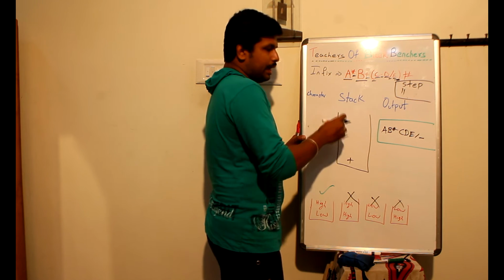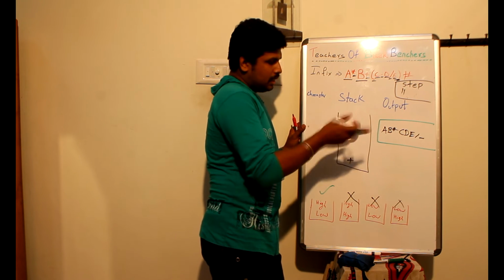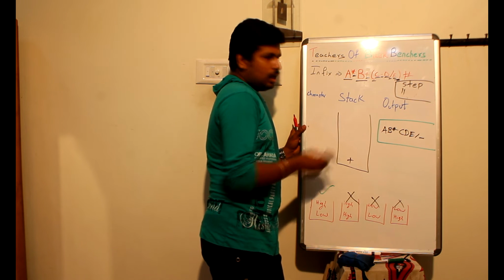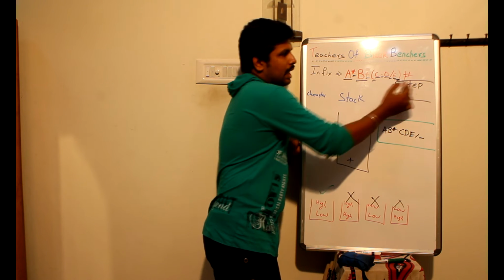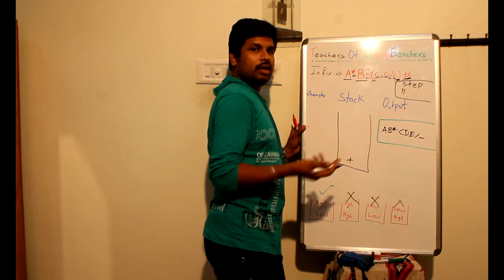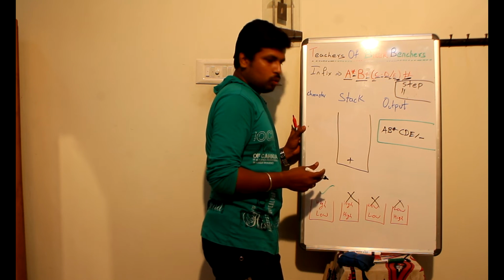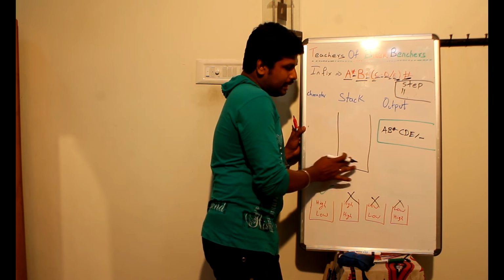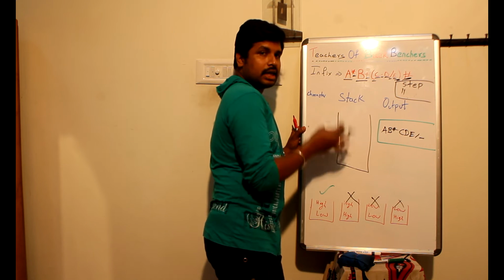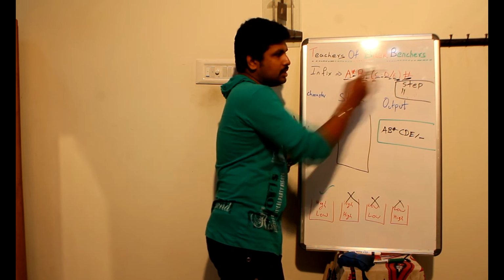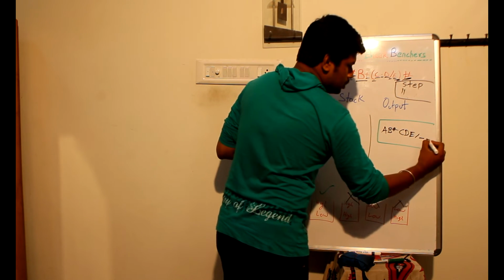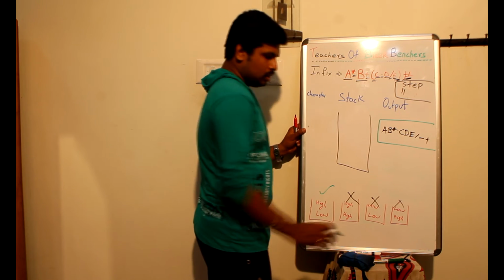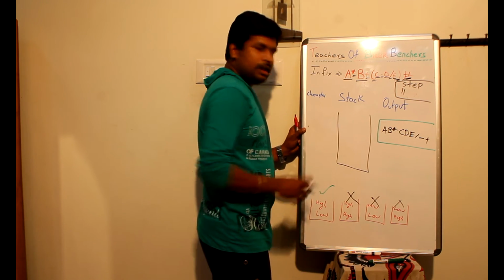We should not insert the open and close parenthesis in the output. Okay, and the last symbol is hash. Hash indicates the end of the expression. So we are going to pop out all the operators which are inside the stack once we reach the end of the equation. So plus. So with this we have completed the conversion.